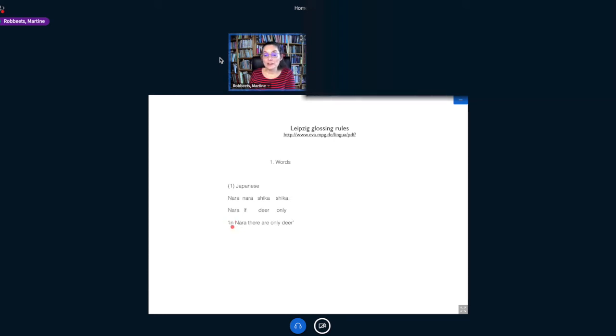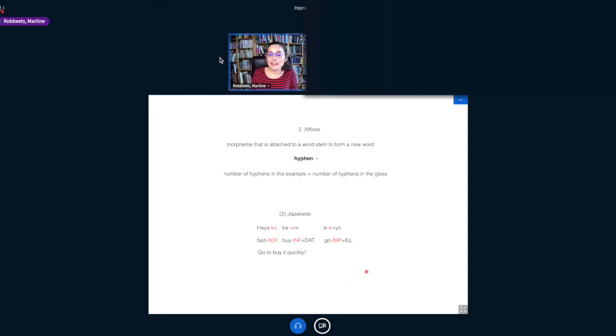And here the meaning would be something like "in Nara there are only deer." So it's something that is often said in Japan, because in Nara you have this park around the temple where there are many deer. Nara Nara shika shika.